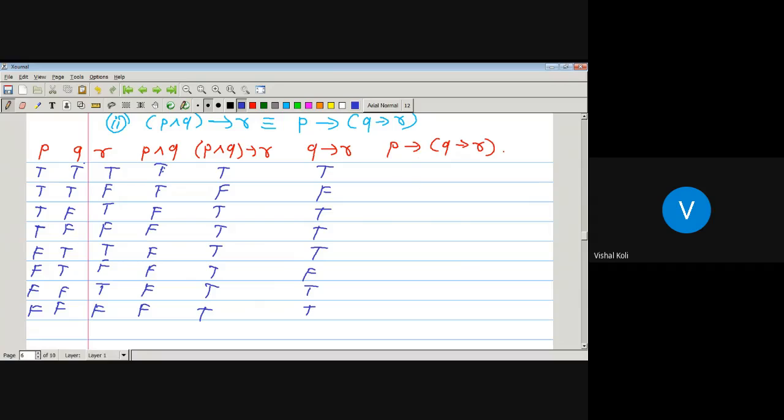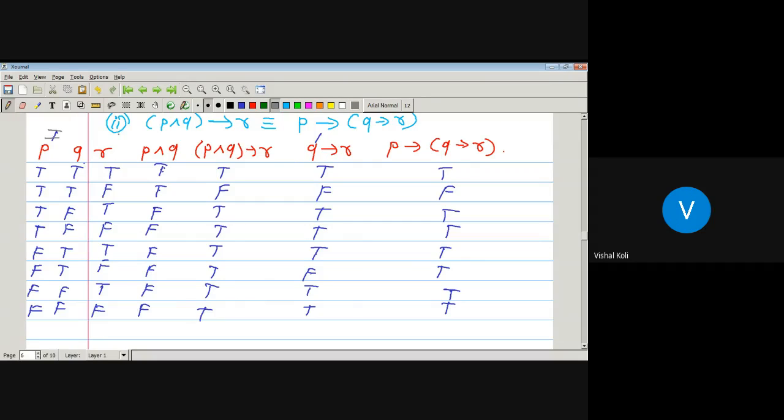Now we have to find P conditional (Q conditional R). This one with this one. If P is true and this one is false, then only it is false. First one true, true, true. True, false, false. True, true, true. True, true, true. Again F T true, F F true. True, true. Now by observing this truth table, take this one as the first column.